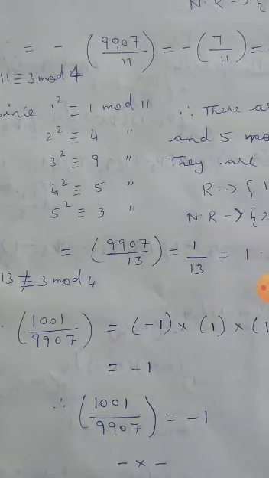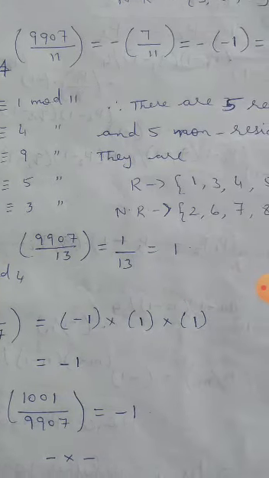So (1001/9907) is equal to minus 1 into 1 into 1. So that is minus 1. So for this, it is minus 1. So it is minus 1, which means it is a non-residue.